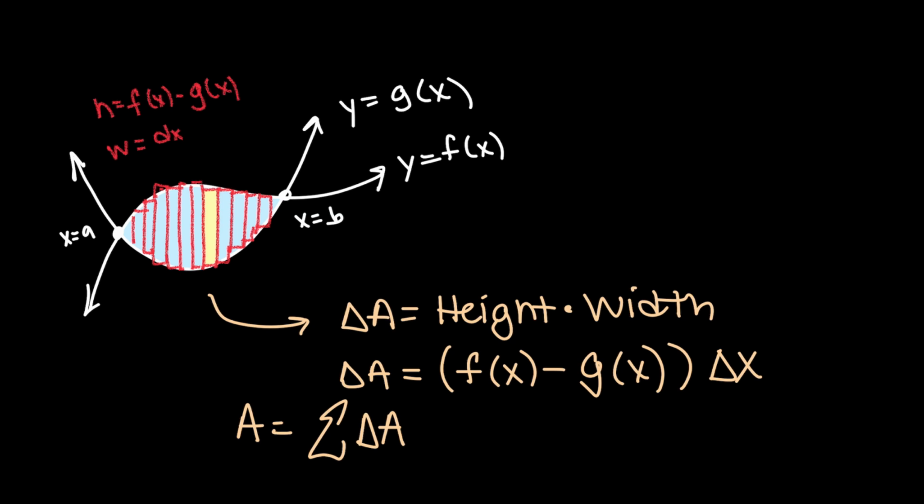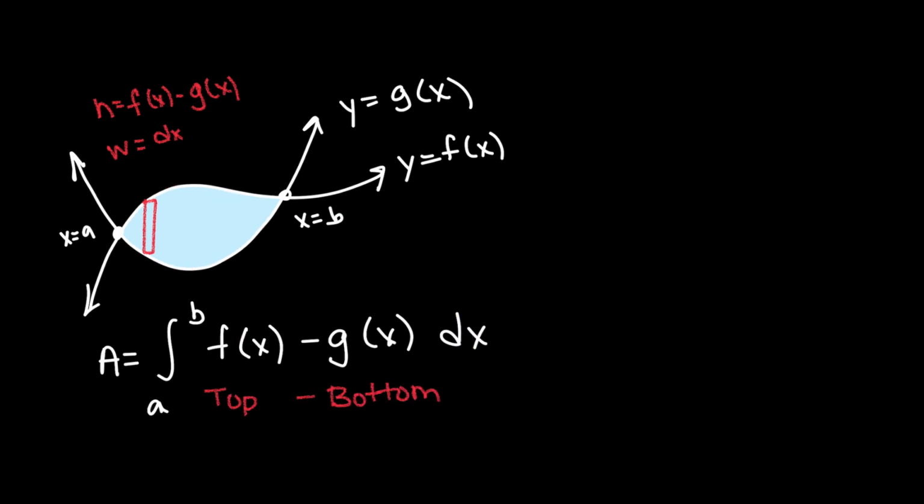And if we let delta x go to 0, if we increase the number of rectangles, so we have an infinite number of rectangles, then this is going to turn into an integral. And the thing that we're going to be integrating is the height of those rectangles, the top minus the bottom function, so f minus g, and we'll integrate that from x equal a, the left side of the object, to x equal b, the right side of the object.